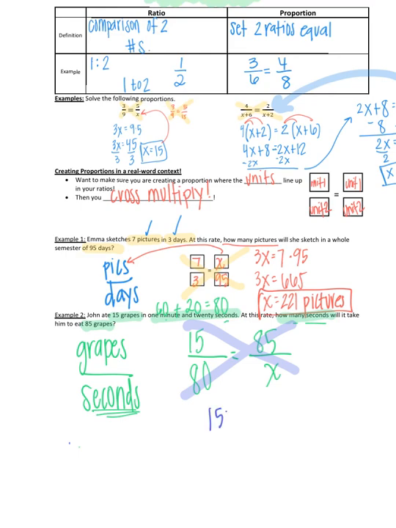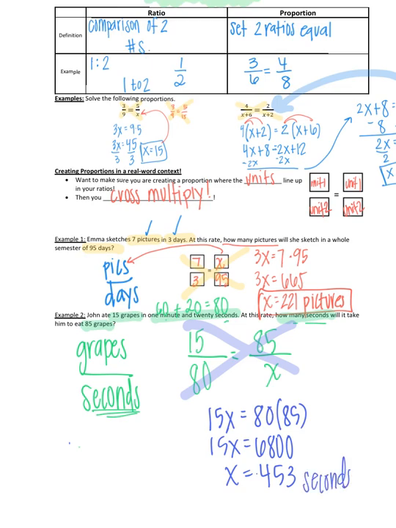So we have 15x equals 80 times 85. Keep that calculator handy and do that on your own. Don't rely on me to do all your math. 6,800. Divide by 15, and you get x equals 453. Hopefully you're looking at that and thinking, oof, that is not a correct answer. Why not? Why is it not complete? Because it doesn't have a label. Make sure that you're getting that label on your final answer and then boxing it. So it's going to take them 453 seconds to eat 85 grapes. We don't need to change it back to minutes because the problem asked us simply for seconds.